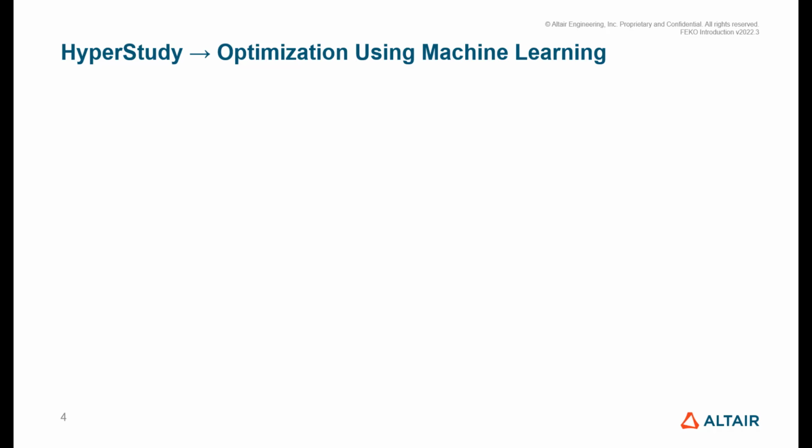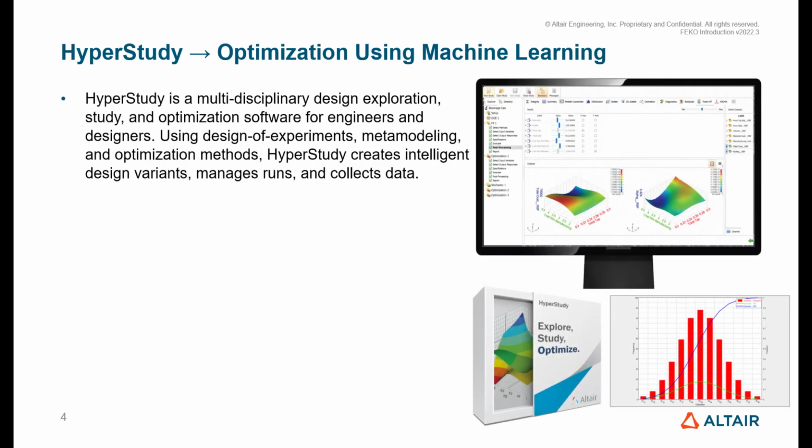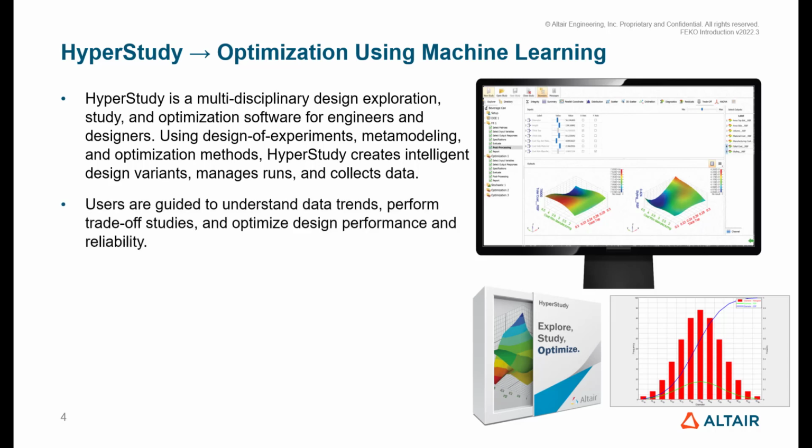Coming to HyperStudy, Altair HyperStudy is a multidisciplinary design exploration, study, and optimization software for engineers and designers. Using design of experiments, meta-modeling, and optimization methods, HyperStudy creates intelligent design variants, manages runs, and collects data. Users are guided to understand data trends, perform trade-off studies, and optimize design performance and reliability.